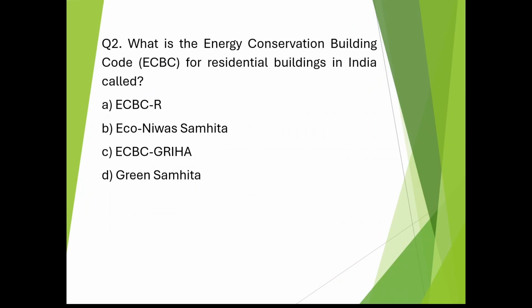Here is question 2. You must have studied about the ECBC, Energy Conservation Building Code. So, what is the ECBC for residential buildings in India called? If it is for residential buildings, then a particular name is assigned to these ECBC codes, what is the terminology? Whether it is ECBC-R or Eco Niwas Samhita or ECBC Griha or Green Samhita. What is the correct answer?